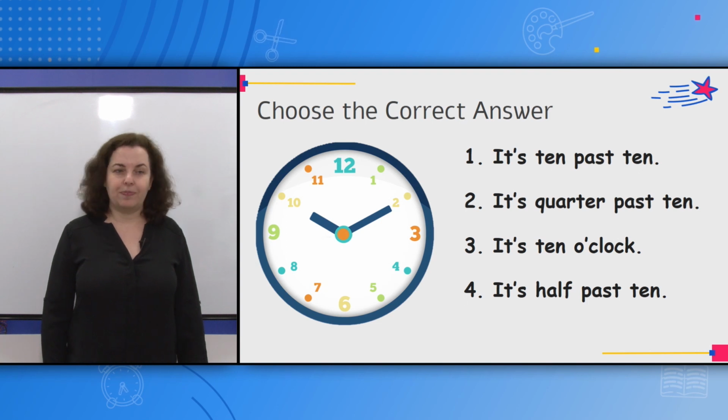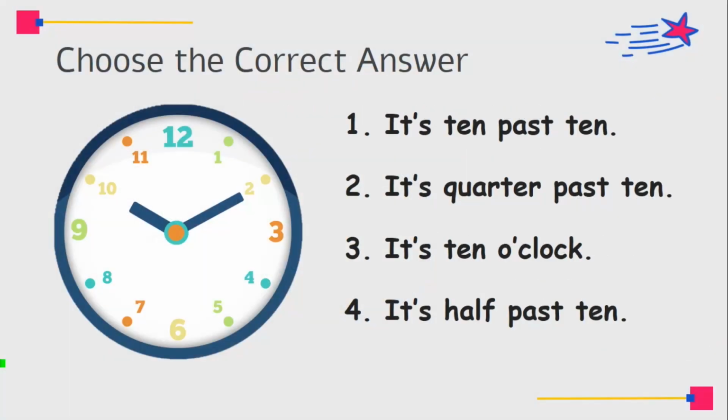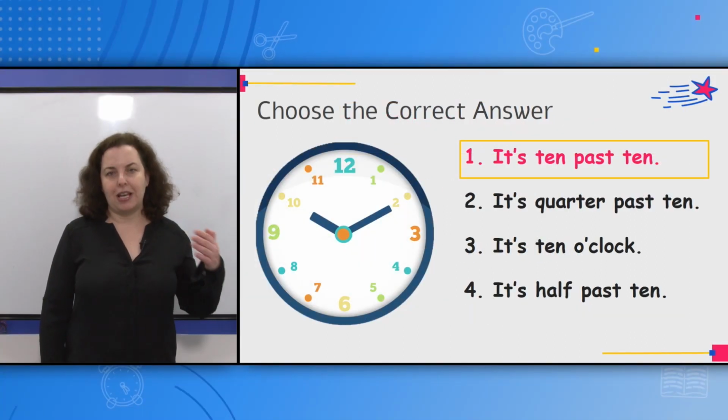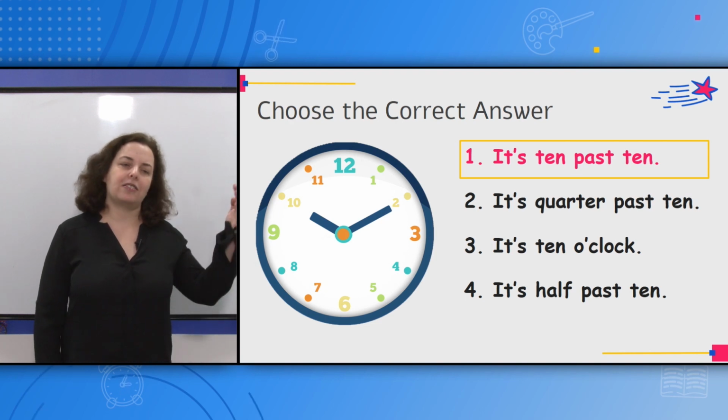What time is it here? Number 1, it's 10 past 10, 10 minutes past 10 o'clock. Number 2, it's quarter past 10, 15 minutes after 10. Number 3, it's 10 o'clock. Or number 4, it's half past 10. What do you think? Bravo! It's 10 past 10. Or some people say it's 10 minutes after 10 or 10 minutes past 10.